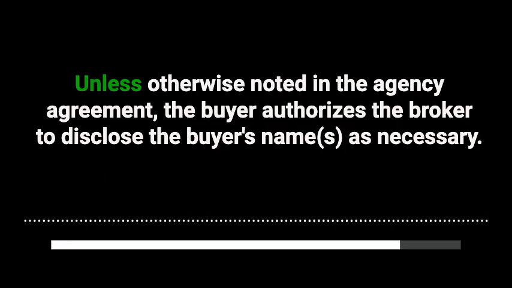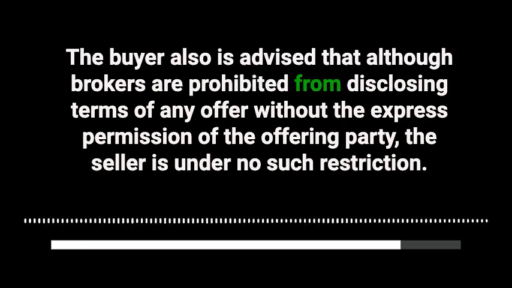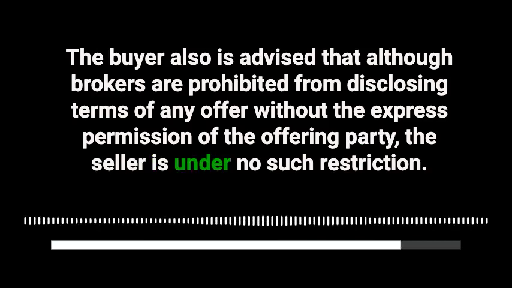Confidentiality issues. Unless otherwise noted in the agency agreement, the buyer authorizes the broker to disclose the buyer's name as necessary. The buyer also is advised that although brokers are prohibited from disclosing terms of any offer without the express permission of the offering party, the seller is under no such restriction.